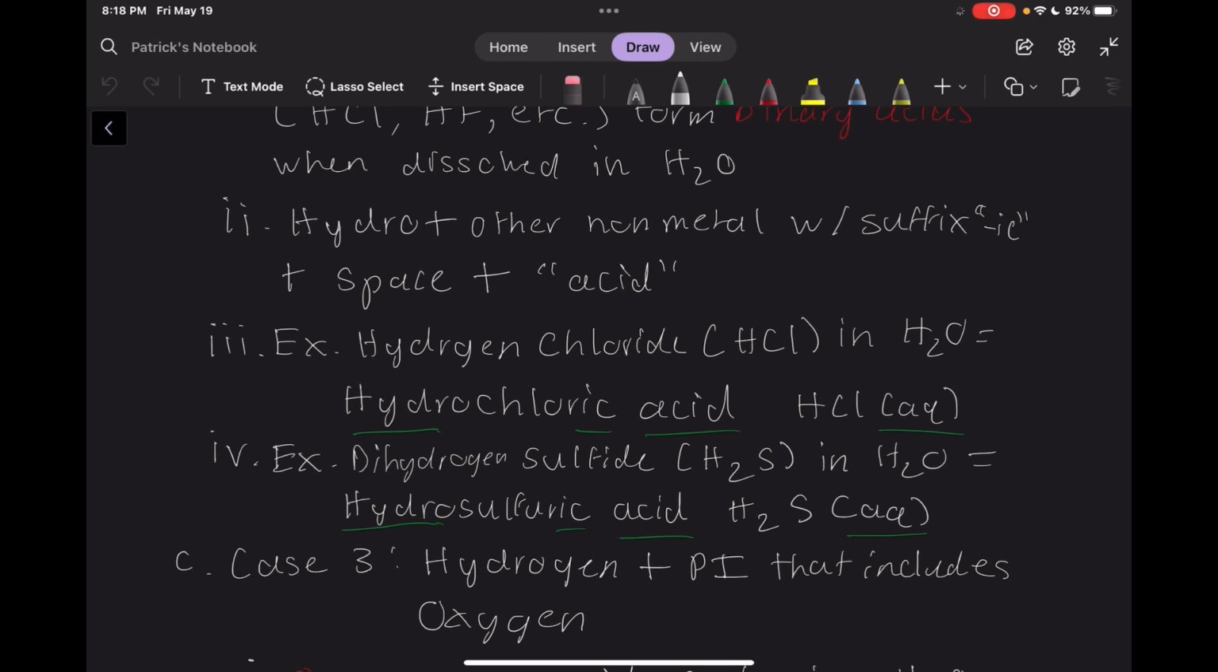The AQ in parentheses tells us that this is an aqueous solution, a substance that involves water. Remember, this is not the same as a hydrate. A hydrate still looks like a powder or a solid, whereas an acid is very clearly a liquid. The second example is when dihydrogen sulfide is dissolved in water, where it becomes hydrosulfuric acid. Notice that the prefix di on dihydrogen is dropped when we add the prefix hydro.